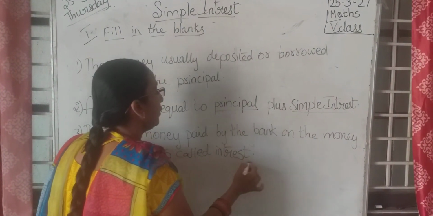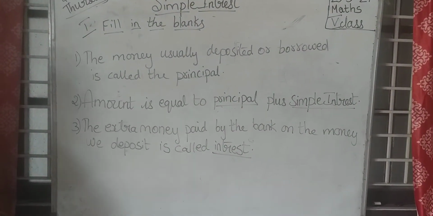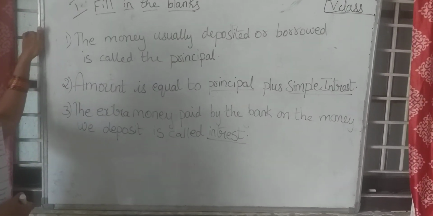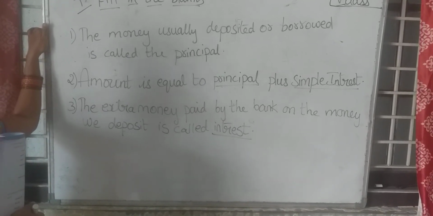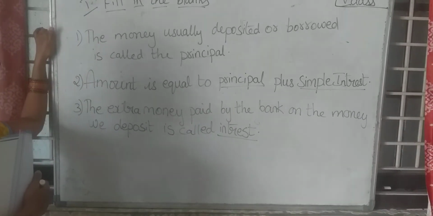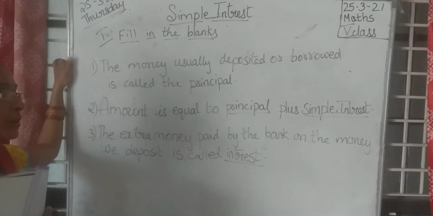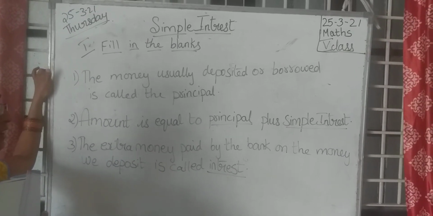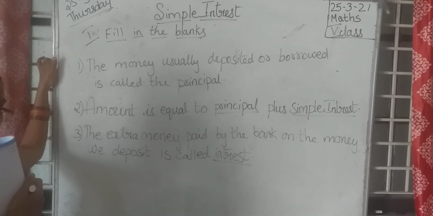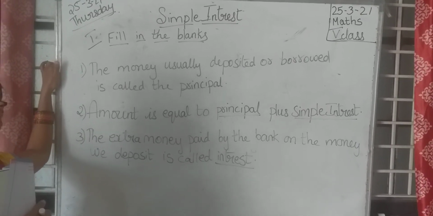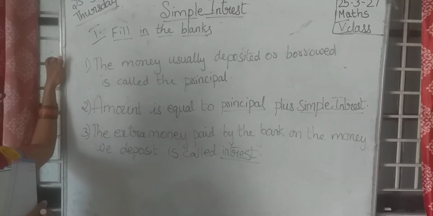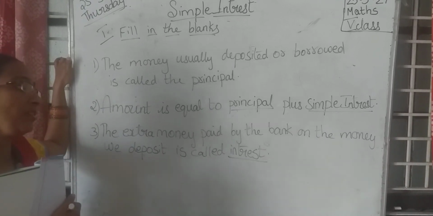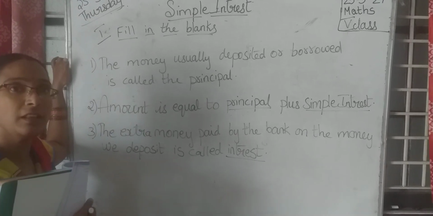Write these 3 blanks, children. The usual money which we deposit or borrow is known as principal. Amount is equal to, from where do we get amount? Amount is equal to principal plus simple interest. The extra money the bank pays after 3 months or 6 months on the money we have deposited is known as interest. Come on, write these 3 blanks.